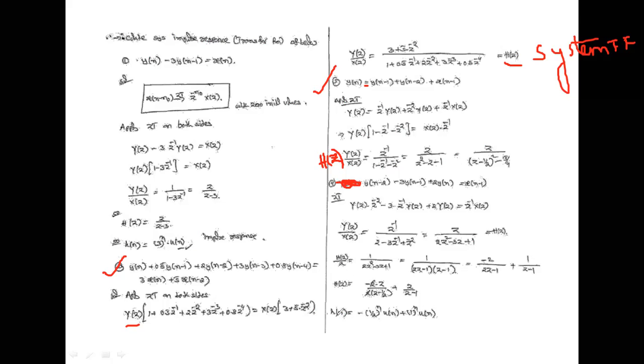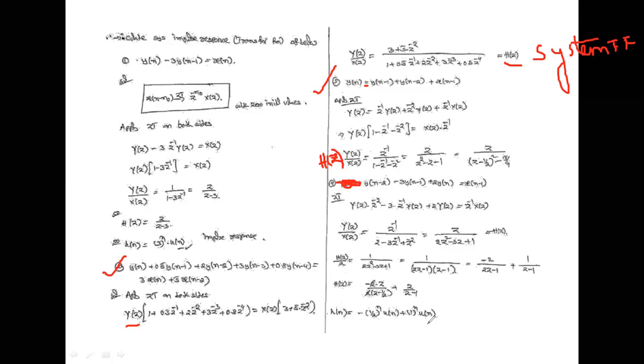And the impulse response for the H of z, h of n, is equal to, it is in the form of z by z minus a. What is the a here? 1 by 2. So minus 1 by 2 whole power n mu of n, and z by z minus 1, 1 power n mu of n.